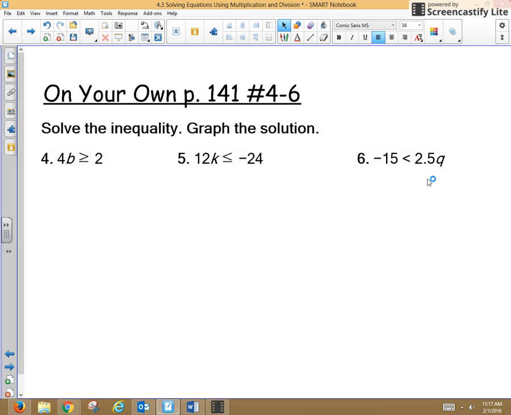Now I'd like you to try 4 through 6 on your own. Graph the solution on a number line.